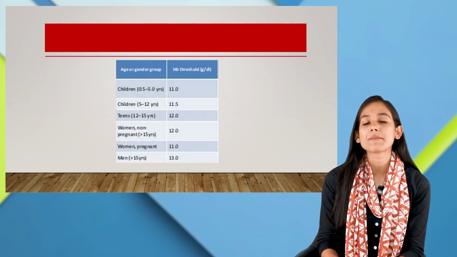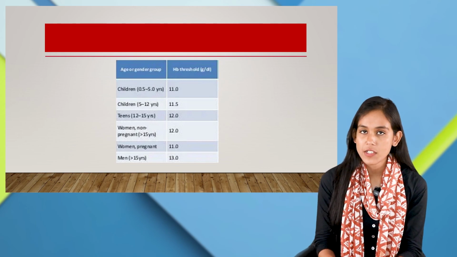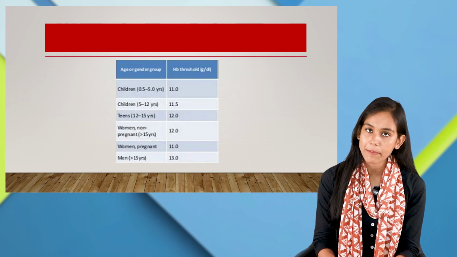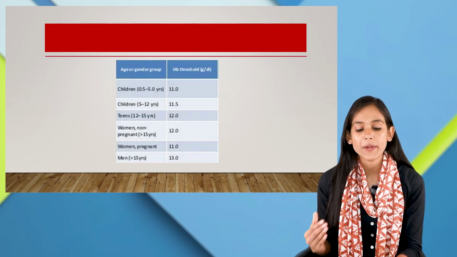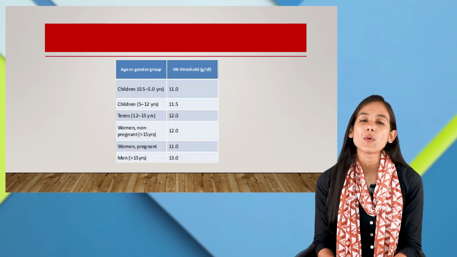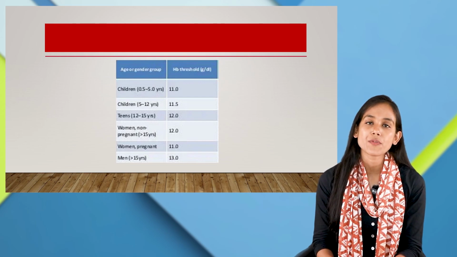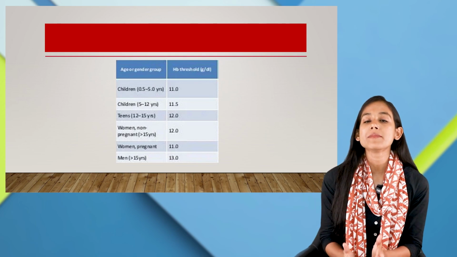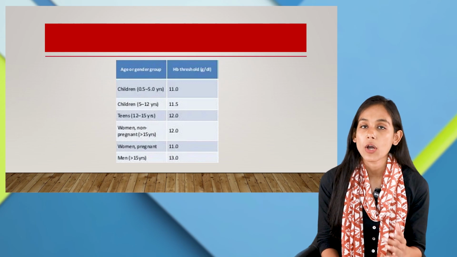Then we also have women who are above 15 years old and non-pregnant. For them, it would be 12 gram per dL, and for women who are pregnant, it is 11 gram per dL. And for men who are above 15 years old, it is 13 gram per dL. So these are the normal hemoglobin concentrations according to the age group. Well, till now we understood what we mean by anemia and when to call it anemia, right?